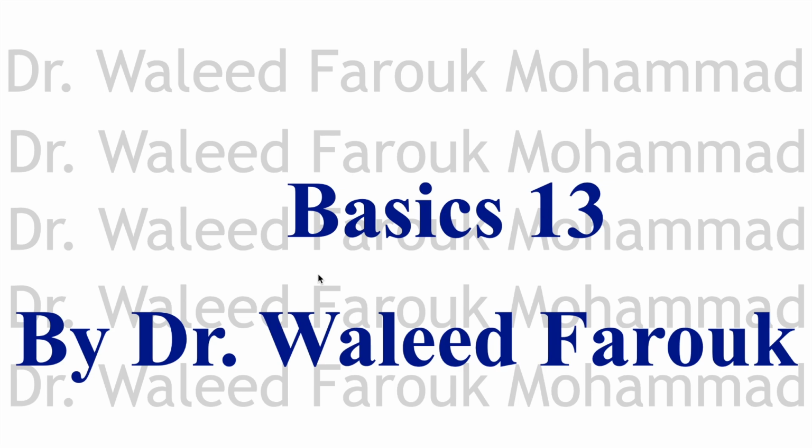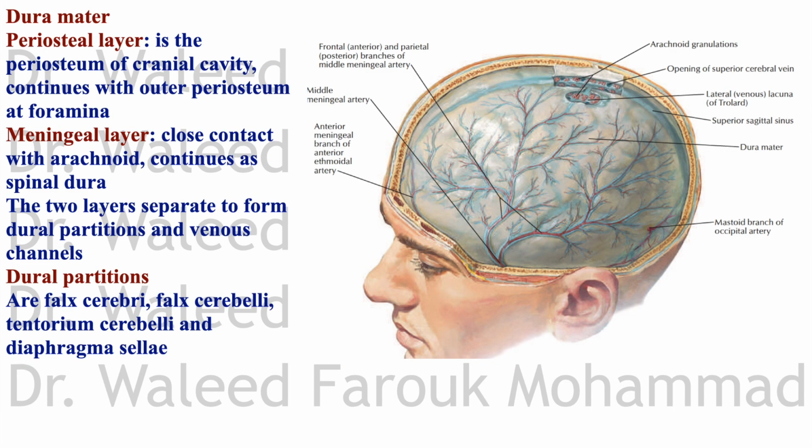In this lecture we'll continue our talk about the nervous system, so let's start. After studying the brain, now it's time to study the coverings of the brain: the dura mater, the arachnoid mater, and the pia mater. The first layer is the dura mater, the one you see here.